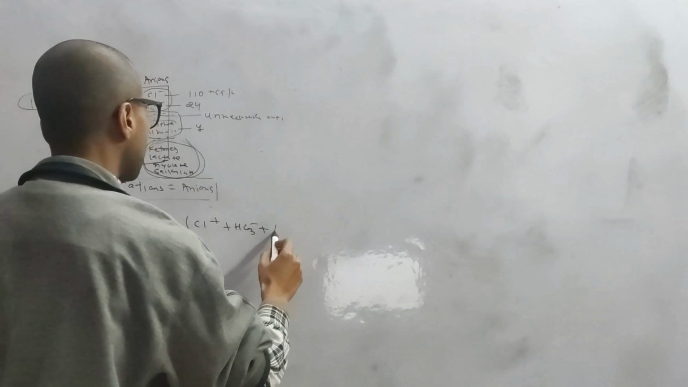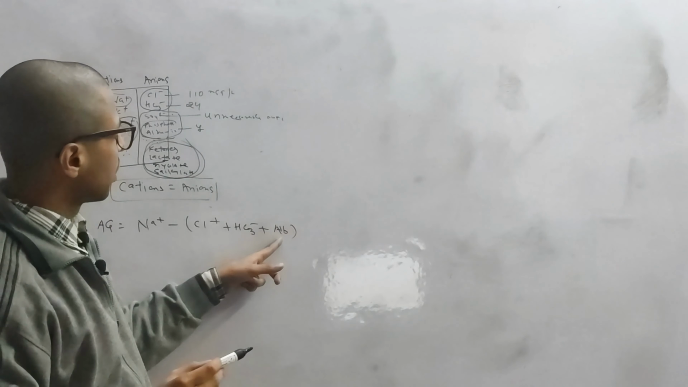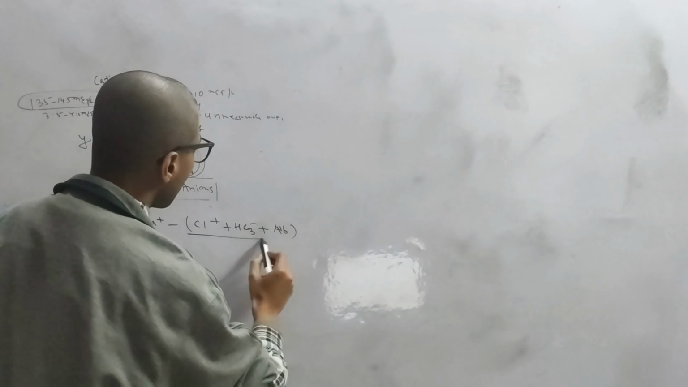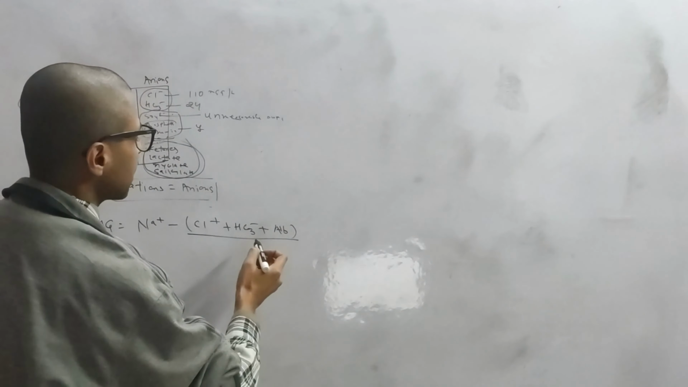Since I have assumed that her albumin is 4, so if it is 4, then what happens? Compared to 2, this side is more. So automatically this comes low, anion gap comes low.